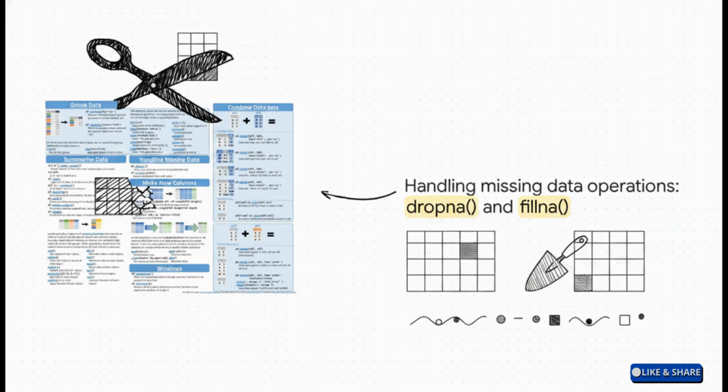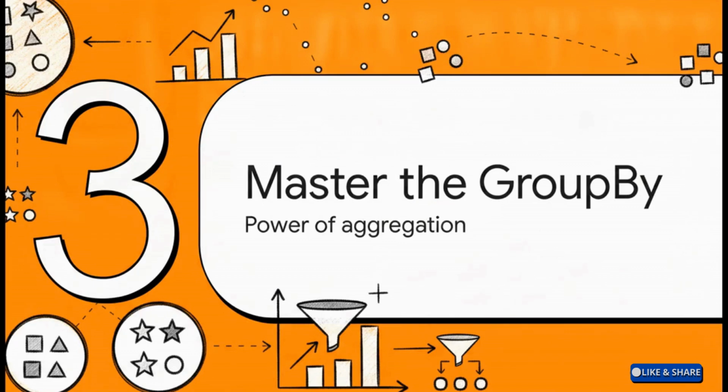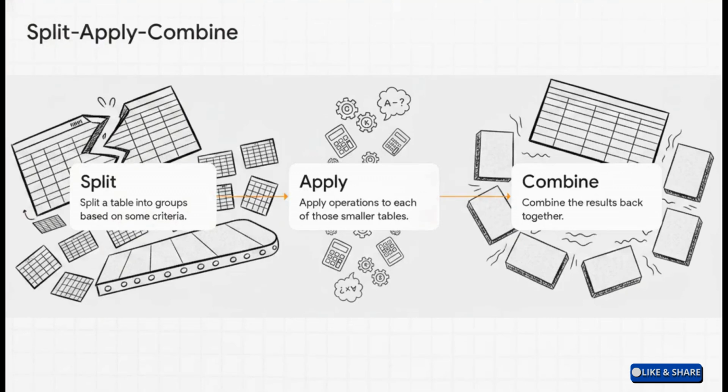Okay, Section 3. Master the group by. Once your data is clean, you actually want to learn something from it, right? Group by is easily one of the most powerful, yet somehow frequently misunderstood tools in the whole library. It's all about the split, apply, combine pattern. To really get group by, you need this mental model. Think of an active assembly line. First, you take a massive table and physically split it into smaller tables based on a category, like US states.